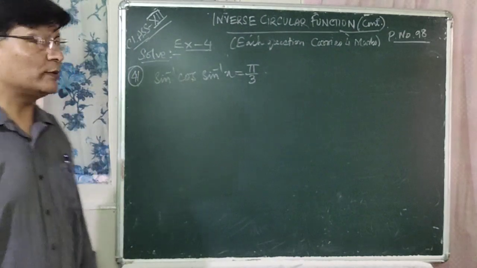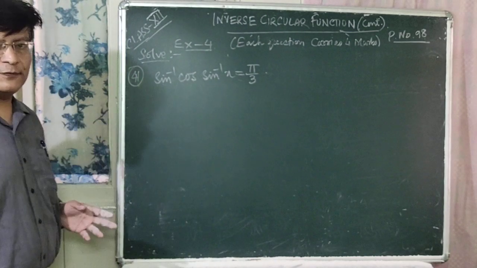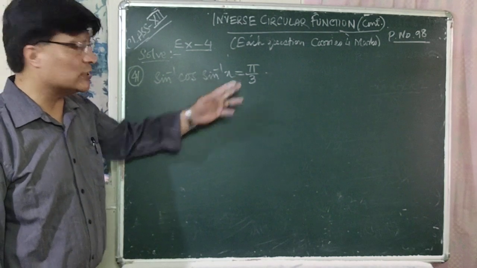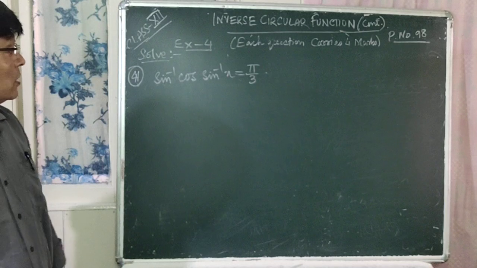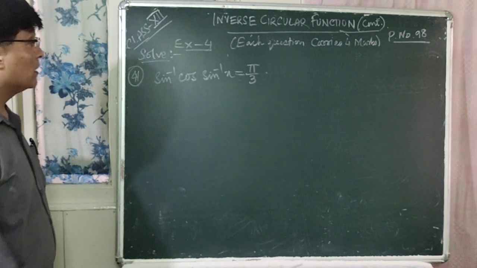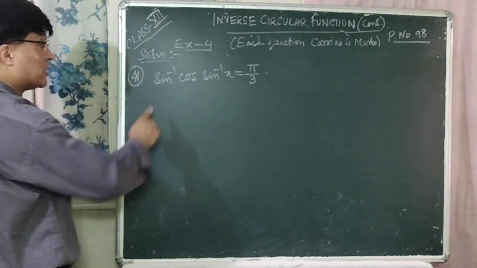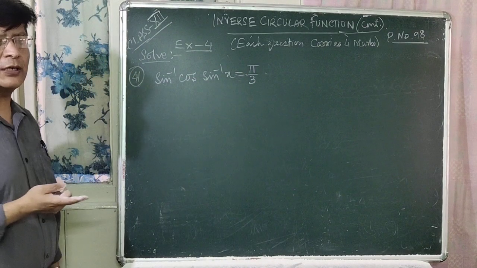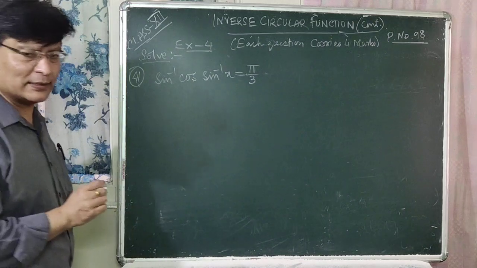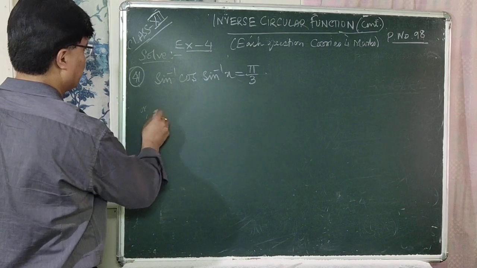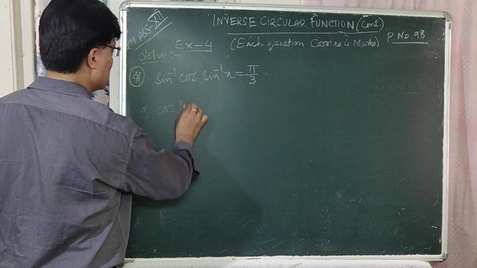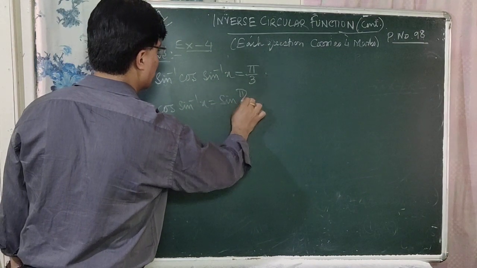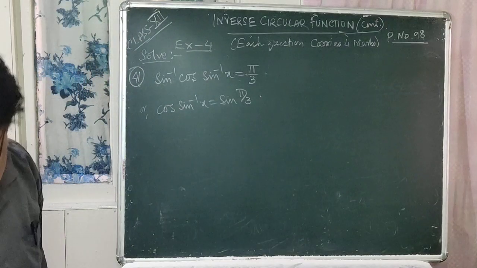So now we will do question number 41, that is also solved. The question is sin inverse cos sin inverse x is equal to pi by 3, right? So you have to get the value for x. So how will you simplify it? Let us take this sin inverse to the right hand side. When this sin inverse goes to the right hand side, it becomes sin, isn't it? So or this is cos sin inverse x is equal to sin pi by 3, right?